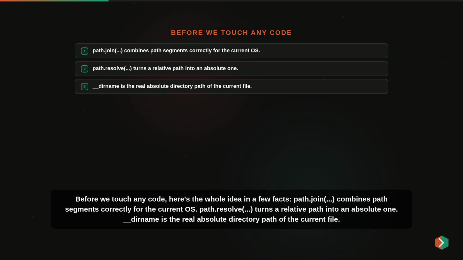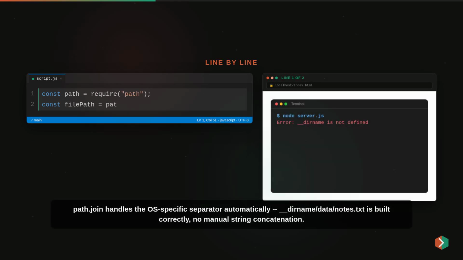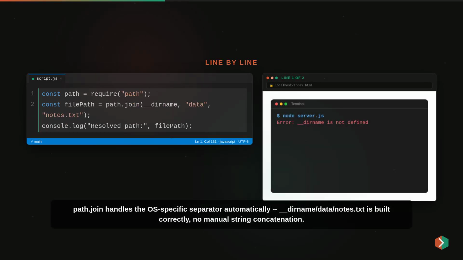Path.resolve turns a relative path into an absolute one. __dirname is the real absolute directory path of the current file. Path.join handles the OS-specific separator automatically. __dirname plus data/notes.txt is built correctly, no manual string concatenation.